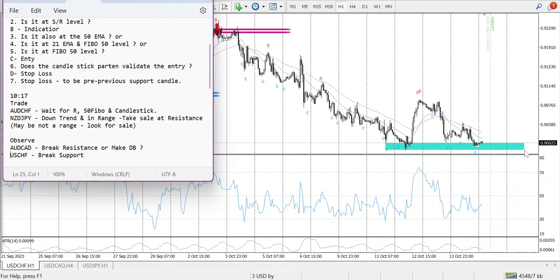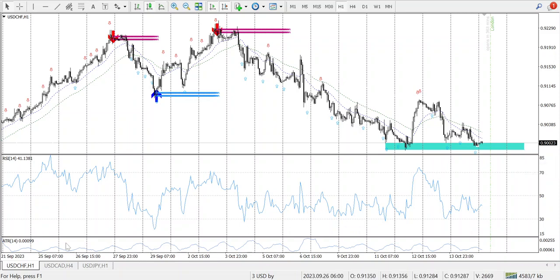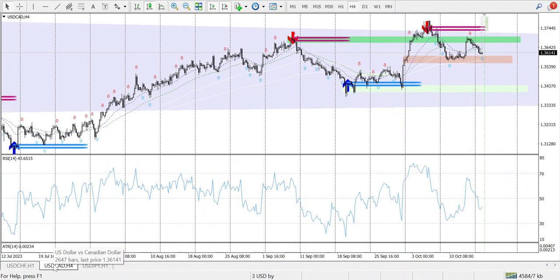So dollar Swiss, if it breaks support, then we think of trading this downtrend. So it's an observation, because after that we have to see all the other factors again.